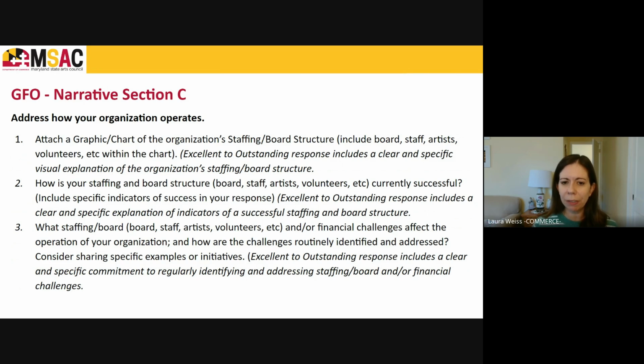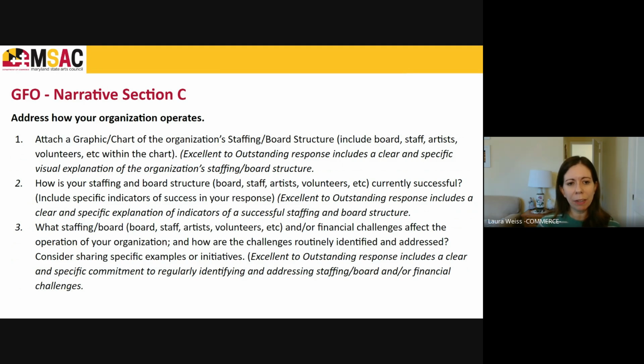How is it currently successful? We ask that you include specific indicators of success in your response. And that excellent to outstanding response includes a clear and specific explanation of indicators of a successful staffing and board structure.